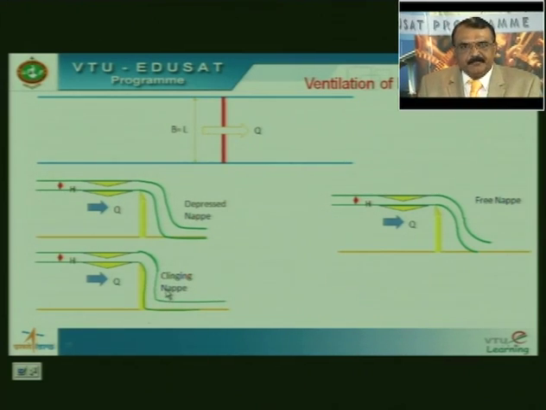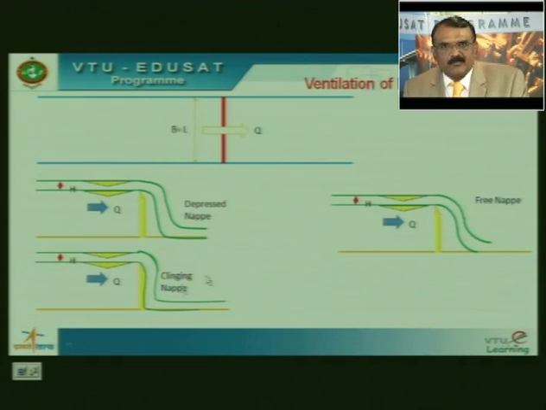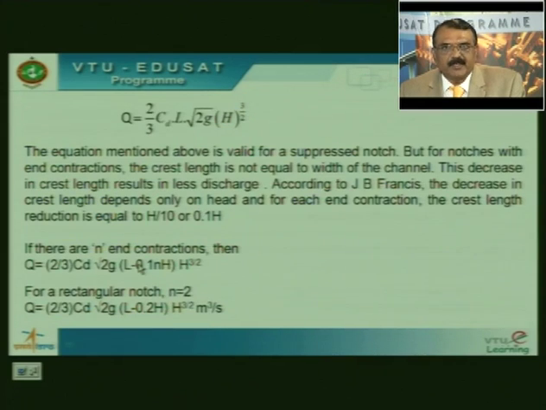Kindly recall the discharge equation. Q is equal to 2/3 Cd root 2g L H raised to 3/2. Now, in this case, when there is a clinging nappe, the discharge flowing over the notch is high, whereas the depth over the notch is less. So, what happened to that? If you look at this equation, Q is high. Now, remember Q is directly proportional to H to the power 3/2. Here, if the value of H is less, then whatever discharge we calculate using this equation will not match with the actual discharge that is flowing over the notch.